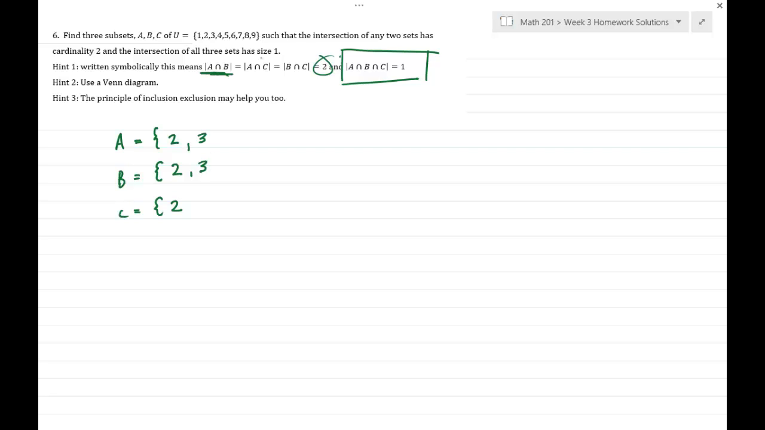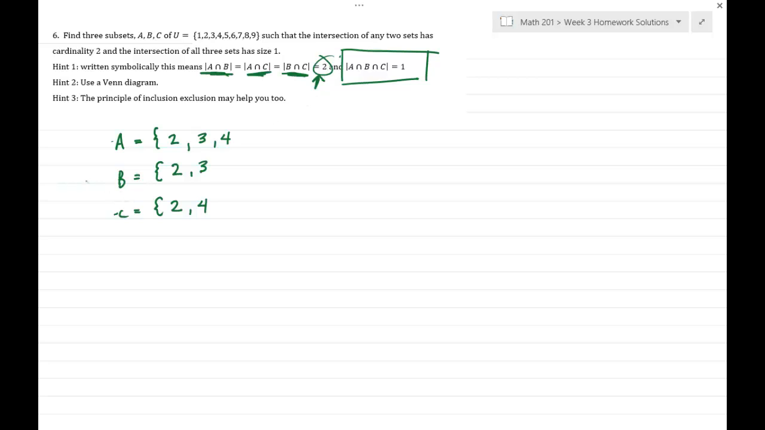And now I want A and C to have 2 elements in common. A and C currently have just 1 element in common. So if I want to add 1 more, now A and C have 2 elements in common. Now I want B and C to have 2 elements in common.